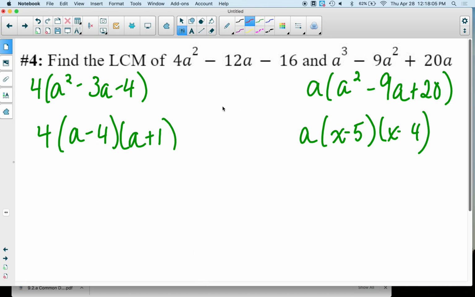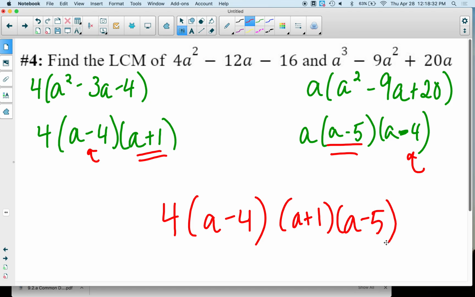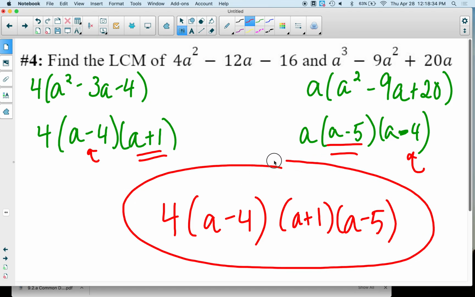And then now look at both expressions, right? We need a 4. I'm sorry, somehow I changed these to x's. Silly me. Okay, we need a 4. And then we see we have a minus 4 as a quantity that shows up on each, so we're just going to write it once. And then we see a plus 1 and then a minus 5. We need those as well. So this is your least common multiple there.